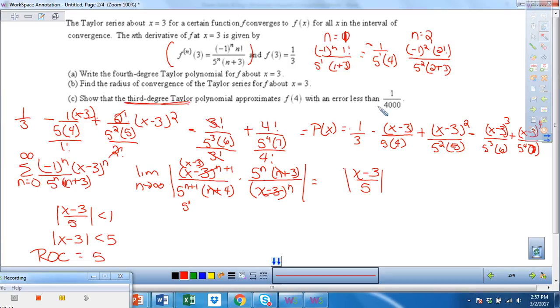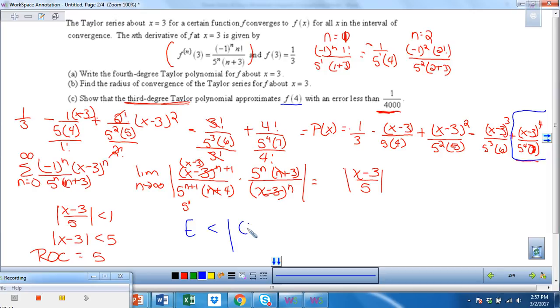polynomial, approximate with error less than 1 over 4,000. Because this is alternating, the error has to be less. If I'm using 3 terms, my error has to be less than the fourth term. So my error has to be less than this term. Because I'm using 3 terms to approximate it, my error has to be less than the next term, and I'm approximating this at 4. So x would be 4.